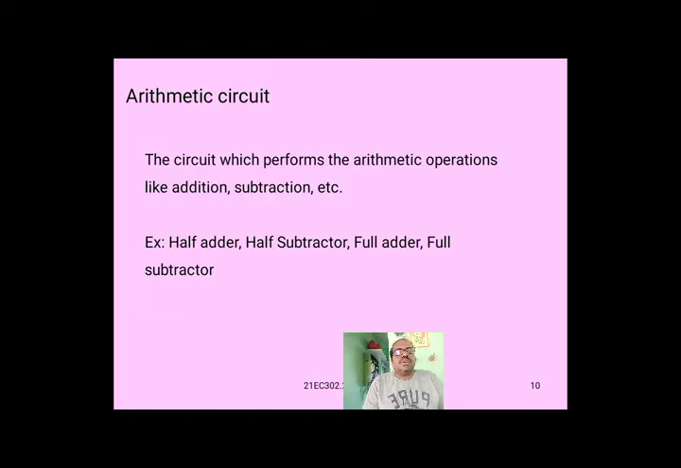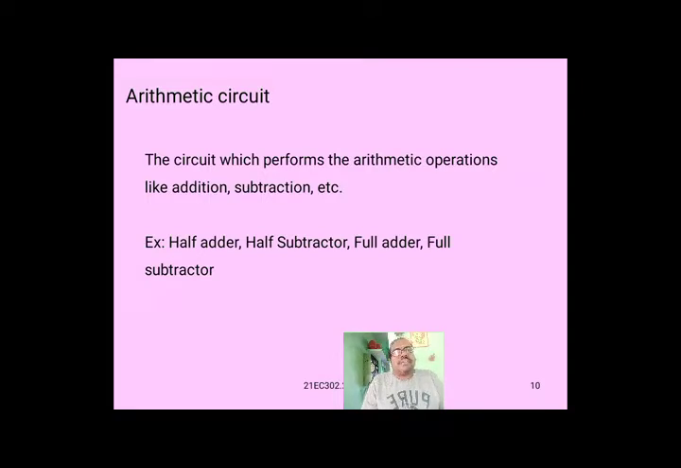Next, decoder. Decoder is a circuit which converts binary data into many forms like hexadecimal, octal and decimal, etc.